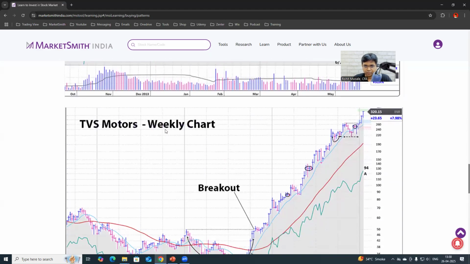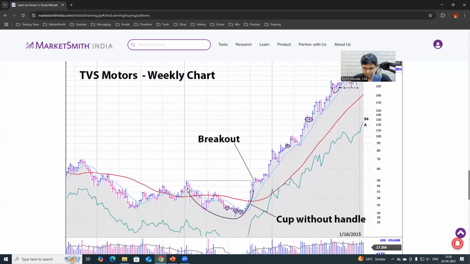Okay. TVS Motor weekly chart. Okay. See, this is a cup without handle. See, it is written here cup without handle. See, that's the buy point. You buy here, then the stock continues to remain above the 10-week simple moving average, except for one or two candles here, which are low volume candles. So nothing to worry about.